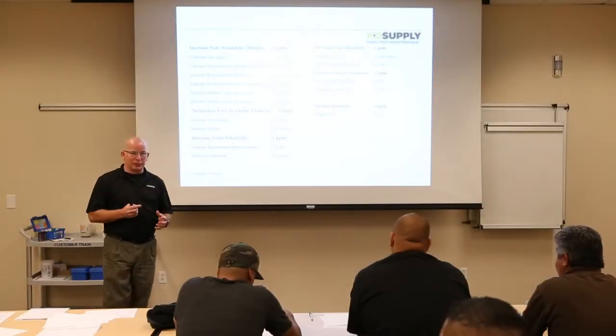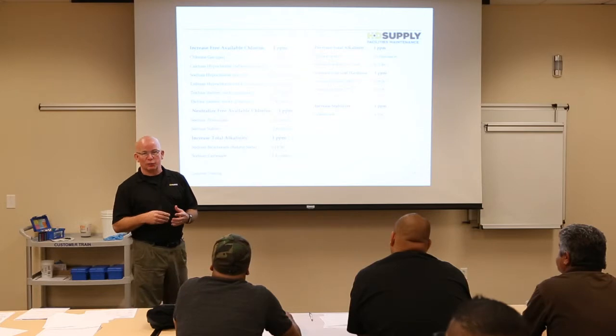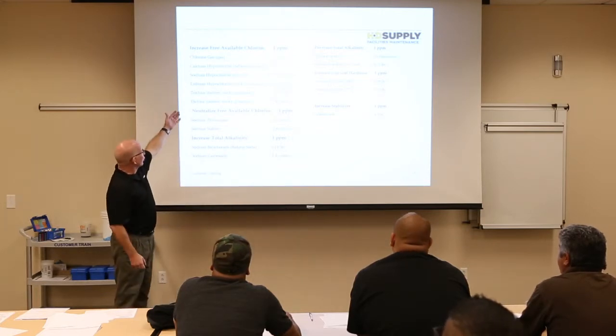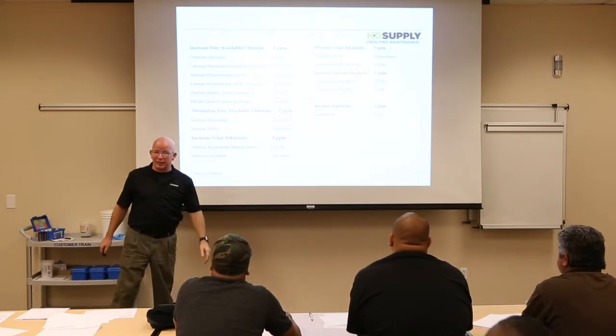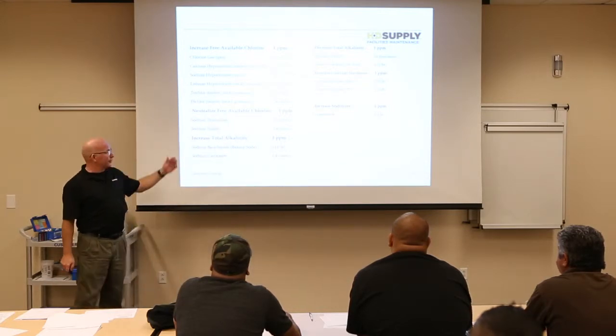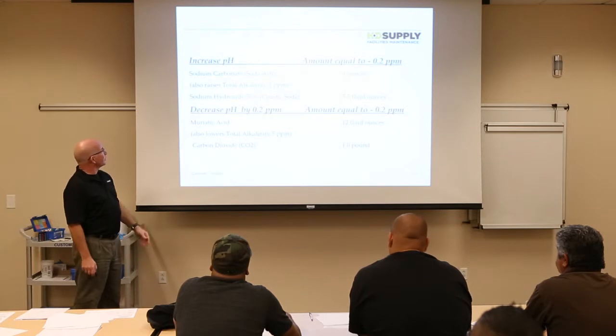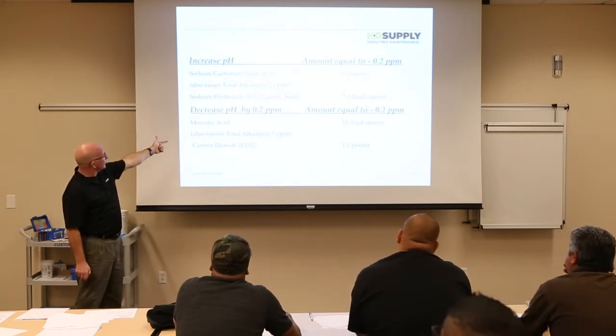Now we're going to look at how much chemical it takes to raise our chlorine, lower our chlorine, increase our total alkalinity, decrease our total alkalinity. All of these are in your handout. But now, for instance, this is for pH.